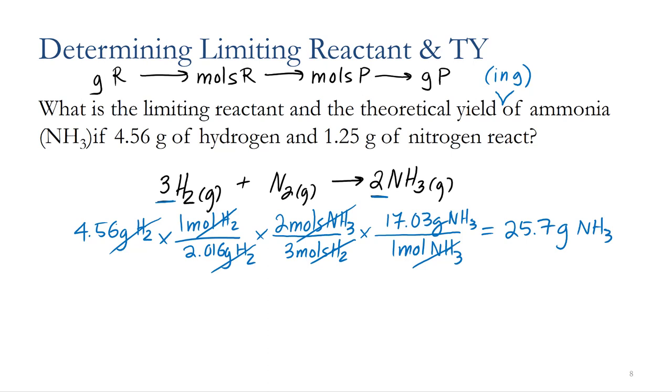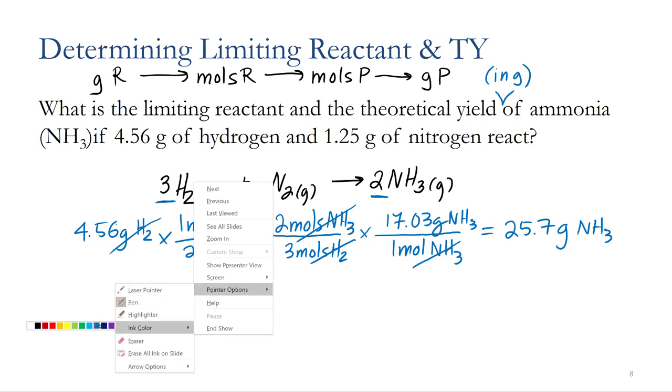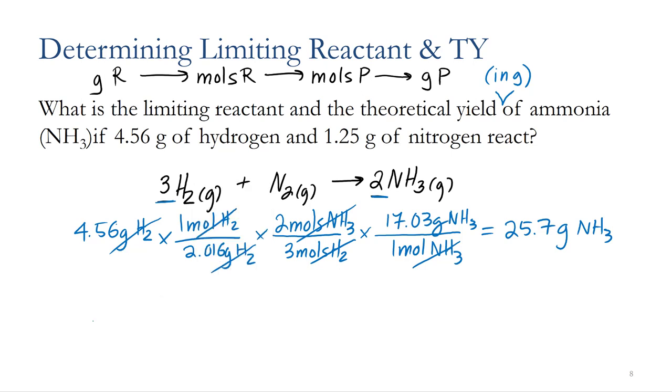So that's a lot of work, but I'm not quite done. I've got to do the same thing for my other reactant. I've got to do it for nitrogen. So I'm going to follow the same process. I'm going to go from grams of reactant, which in this case is nitrogen, to moles of nitrogen, to moles of ammonia, and then finally to grams of ammonia. So grams of ammonia is going to be the units for my final answer again. But this time I'm going to start off with my 1.25 grams of nitrogen.